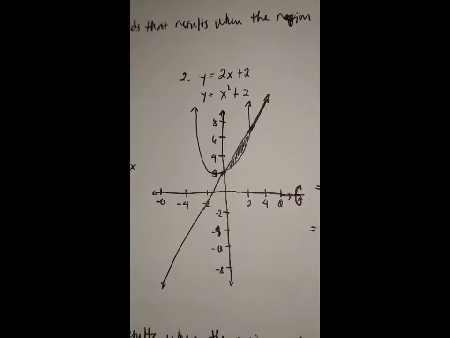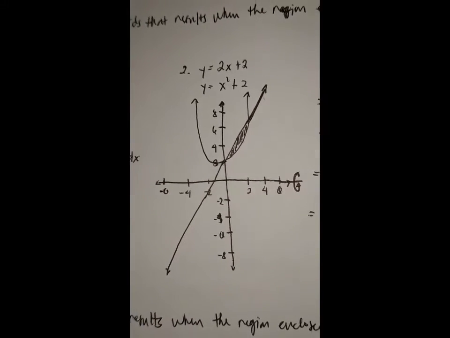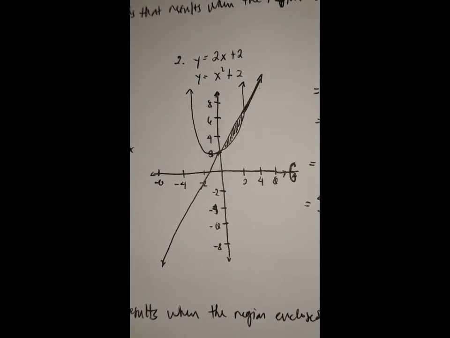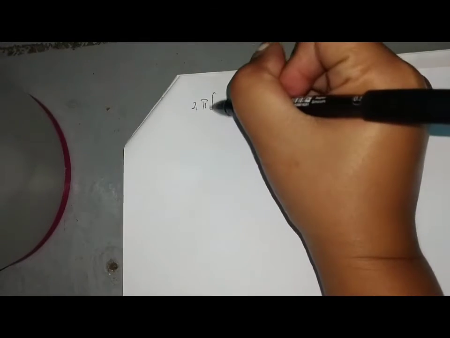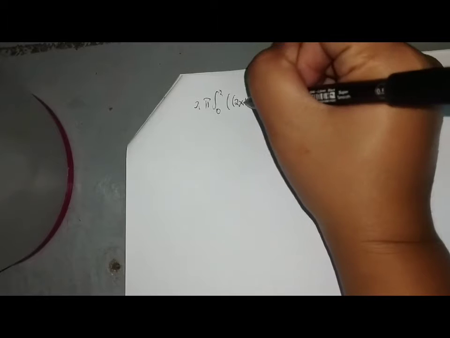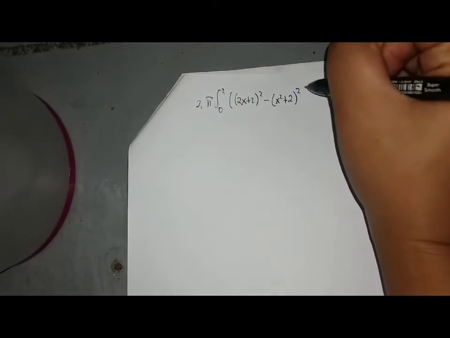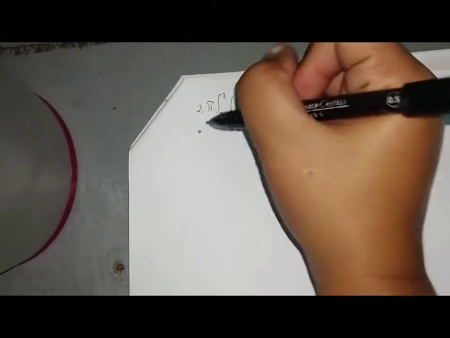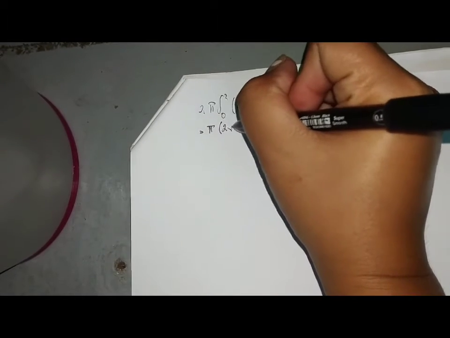Here is the given number 2. y is equal to 2x plus 2 and y is equal to x squared plus 2. Now let us find the volume of the solid that results when the region enclosed by the curves is revolved about the x-axis. Upon finding the volume of the solid, let's use pi integral from 2 to 0 of (2x plus 2) squared minus (x squared plus 2) squared dx. And now we will simplify it first to pi [(2x plus 2) squared minus (x squared plus 2) squared].